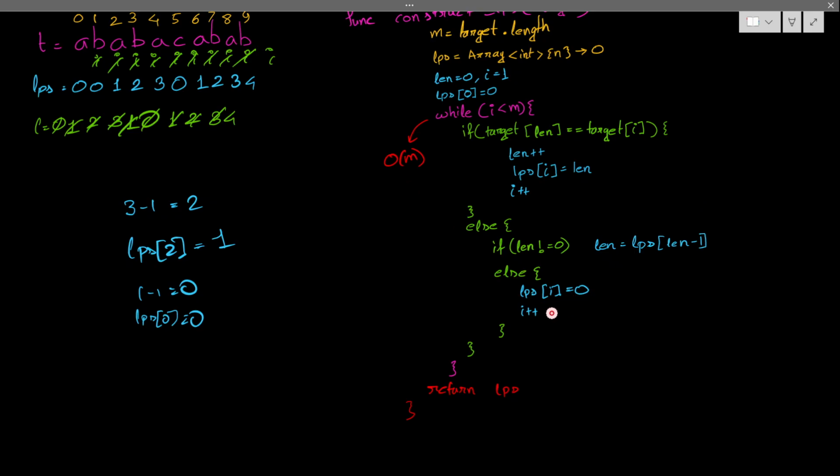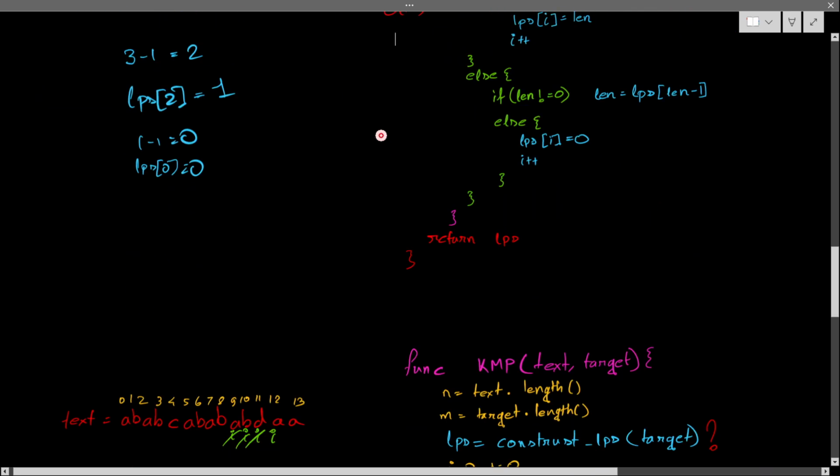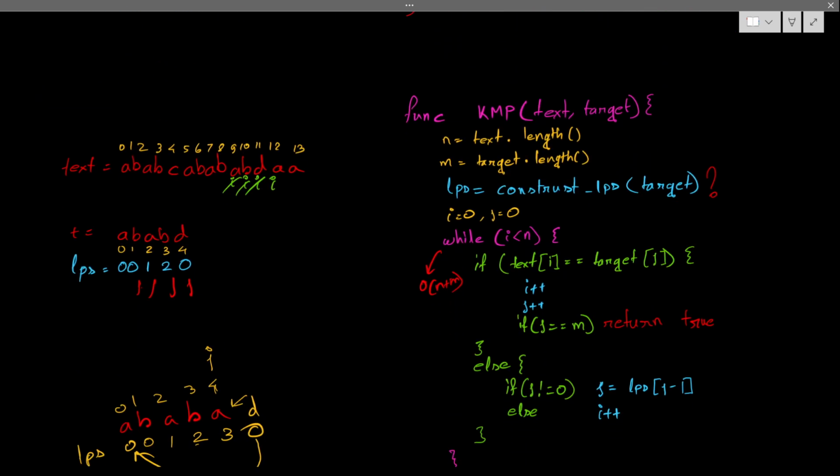Whenever it becomes 0, then I'll do I plus plus. So whenever I do I plus plus, it will again increment. Even though, jumps will drastically happen, from here to here, here to here. This is the way jumps may happen. Not a single-step jump. Understand? That is the reason this has a time complexity of big O of m. LPS has time complexity of big O of m.